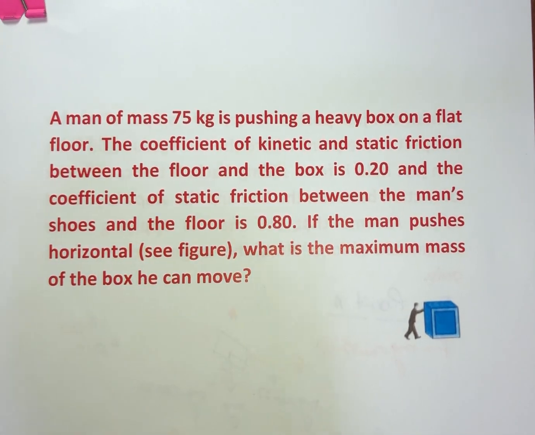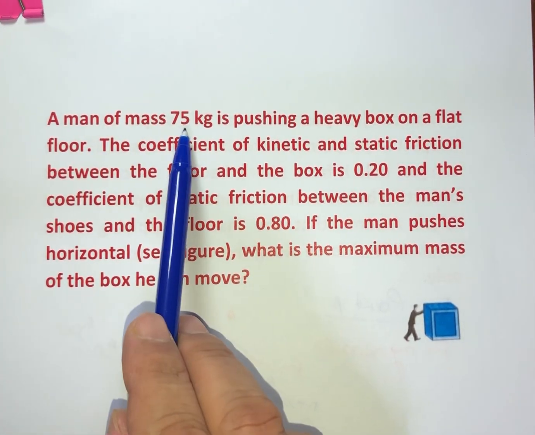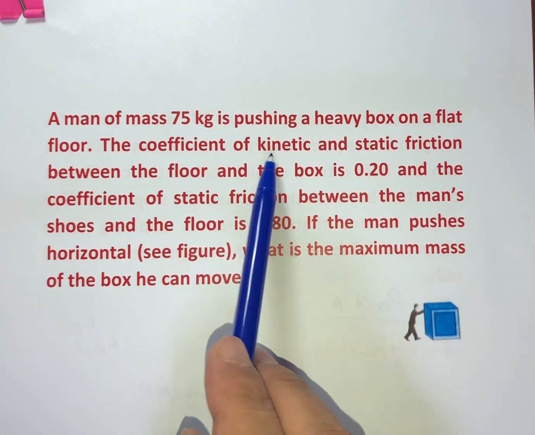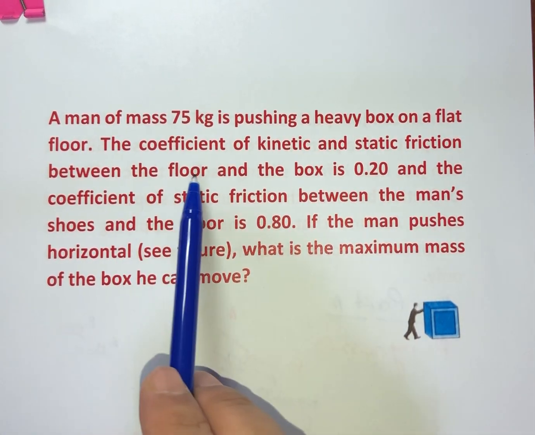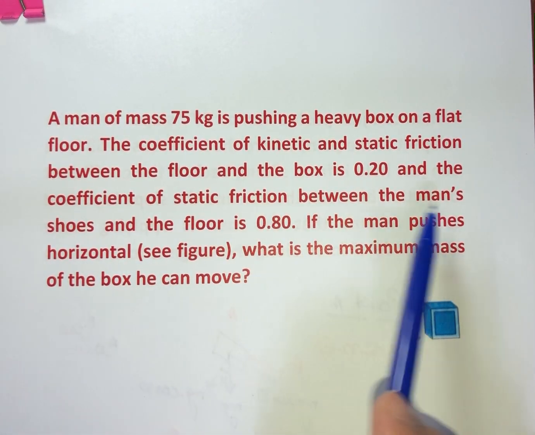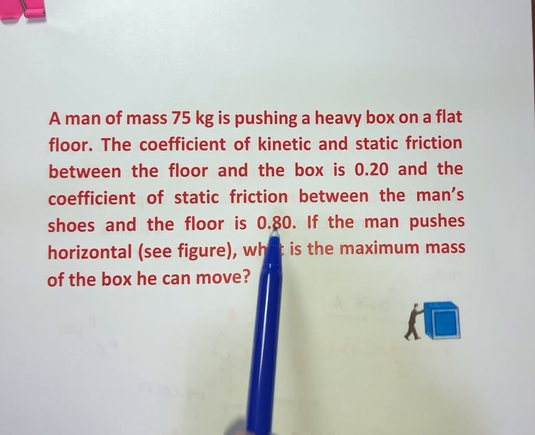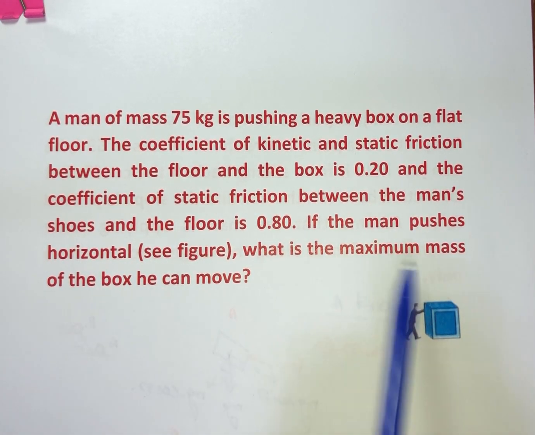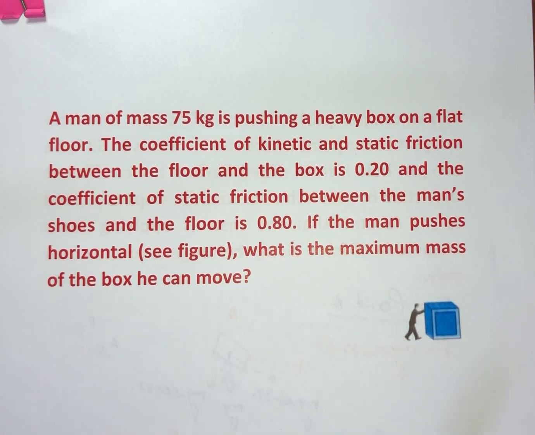Hello friends, in today's question, a man of mass 75 kg is pushing a heavy box on a flat floor. The coefficient of kinetic and static friction between the floor and the box is 0.2, and the coefficient of static friction between the man's shoes and the floor is 0.8. If the man pushes horizontally, what is the maximum mass of the box he can move?